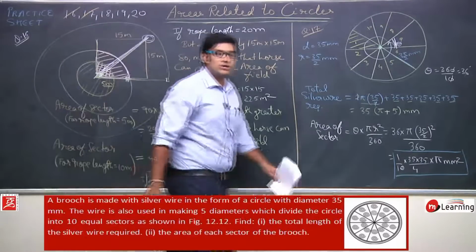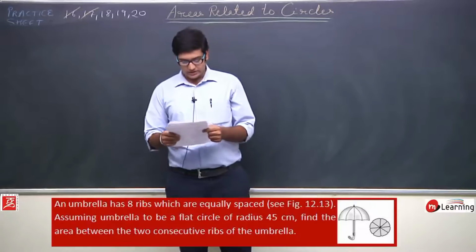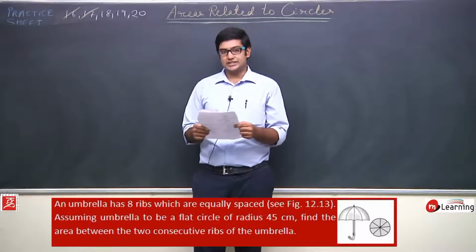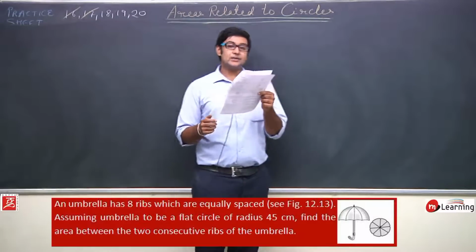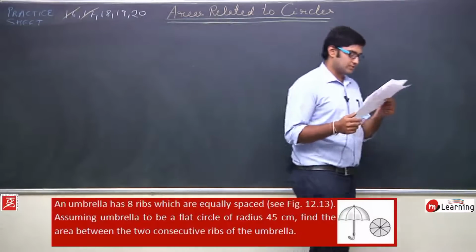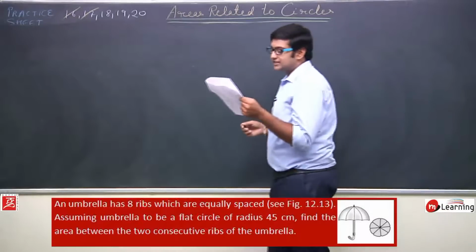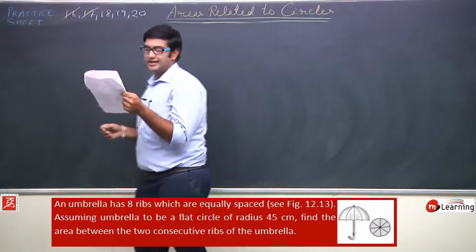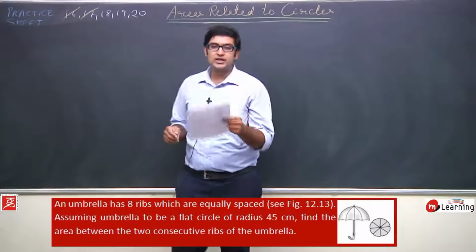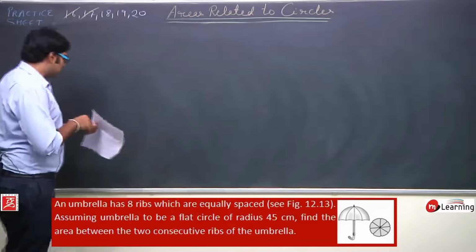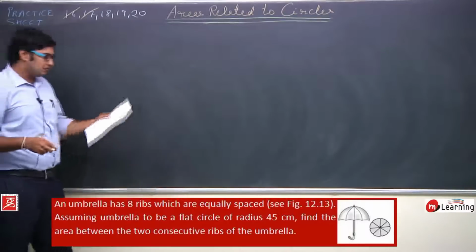Okay, so you can note this, then we will continue. Now let us discuss question number 18 from the practice sheet. Question number 18 says an umbrella has 8 ribs which are equally spaced, see figure. Assuming umbrella to be a flat circle of radius 45 centimeters, find the area between the 2 consecutive ribs of the umbrella.